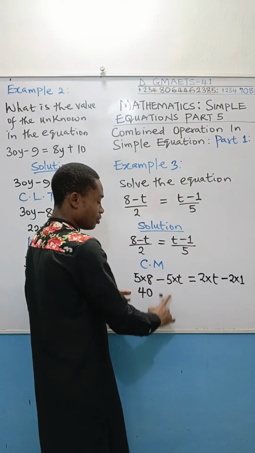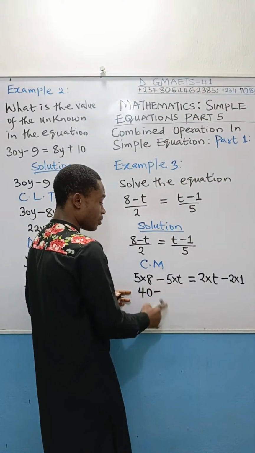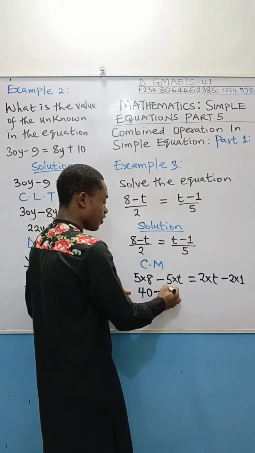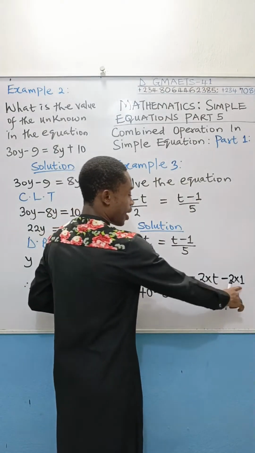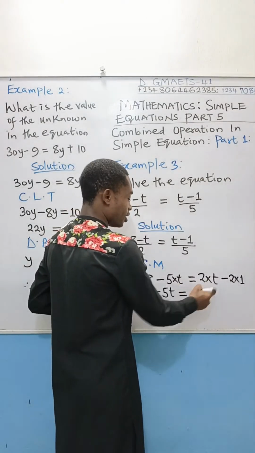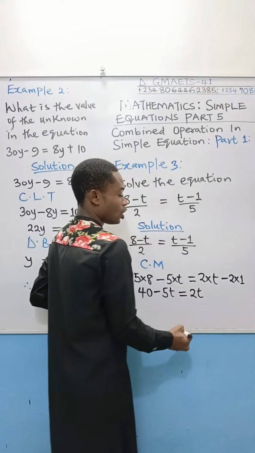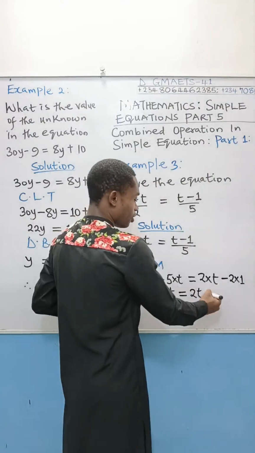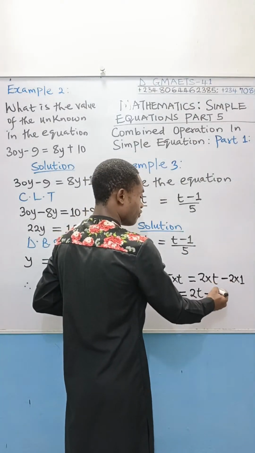5 times t. Before you go to that, you have minus. So I'll fix the minus. 5 times t will give me 5t. Now we are moving to the right-hand side. Before then, you have equal to. So you write the equal to. 2 times t will give you 2t. Okay? Then minus 2 times 1 will give you 2.